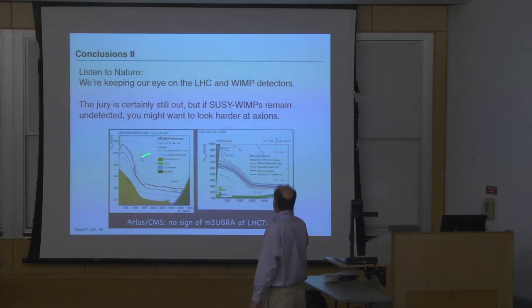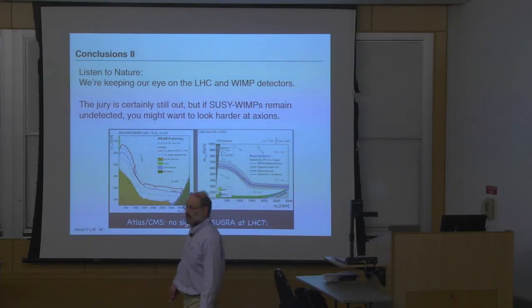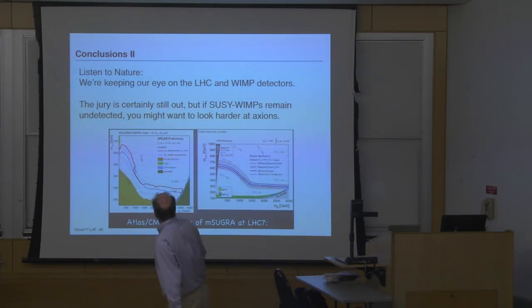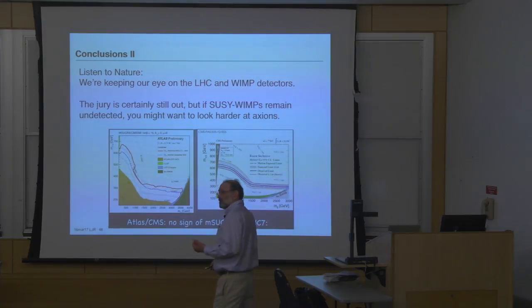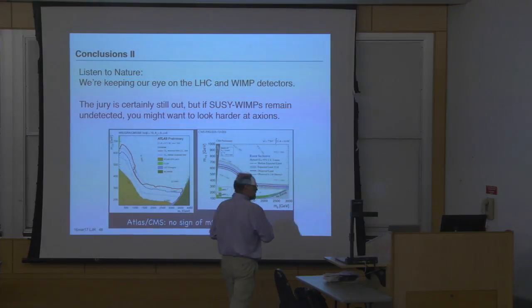So the jury is, and this is some old bounds from ATLAS and CMS. There's ATLAS, there's CMS. Bounds on mSUGRA. So this is embarrassing to the supersymmetry community. But this has to do with the neutralino of the WIMP world. The jury's still out, but if you don't see SUSY and WIMPs, you might want to look harder at axions. That's what I guess I'm saying here.